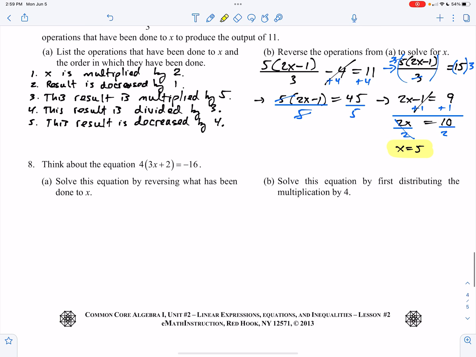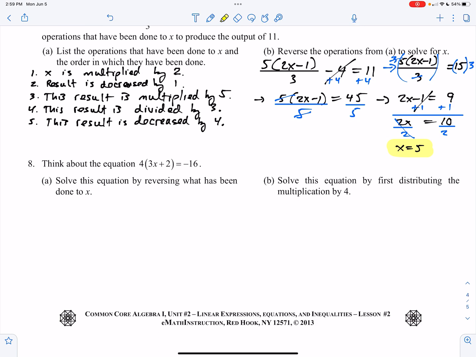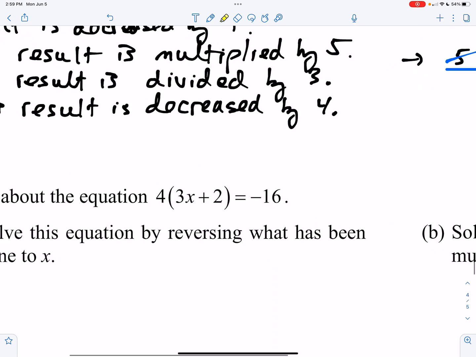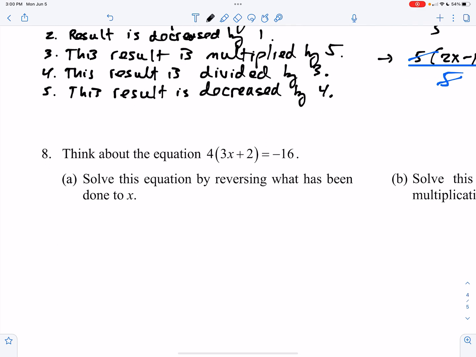Okay, so part 8. Think about the equation 4 times the quantity (3x plus 2) equals negative 16. Solve this equation by reversing what has been done to x. Okay, so what do I see going on with x? It's being multiplied by 3, then add 2, then multiplied by 4 is the last thing it's being done. So let's actually start there.